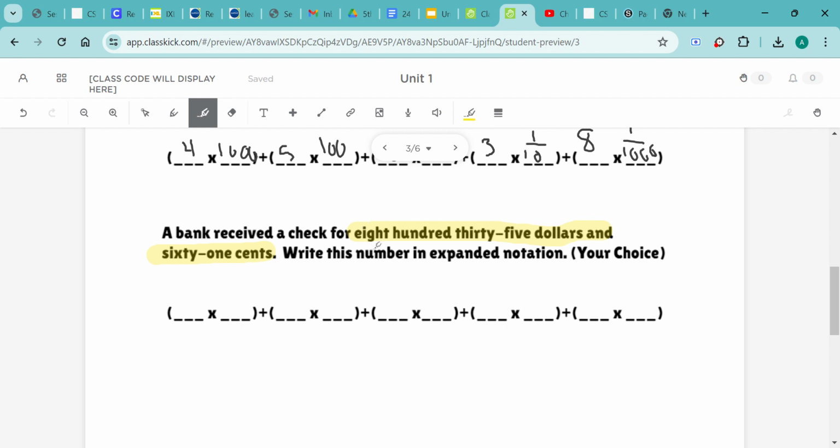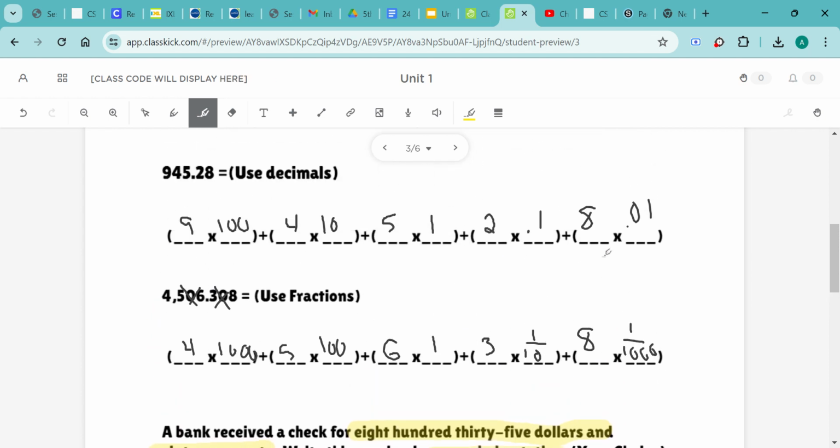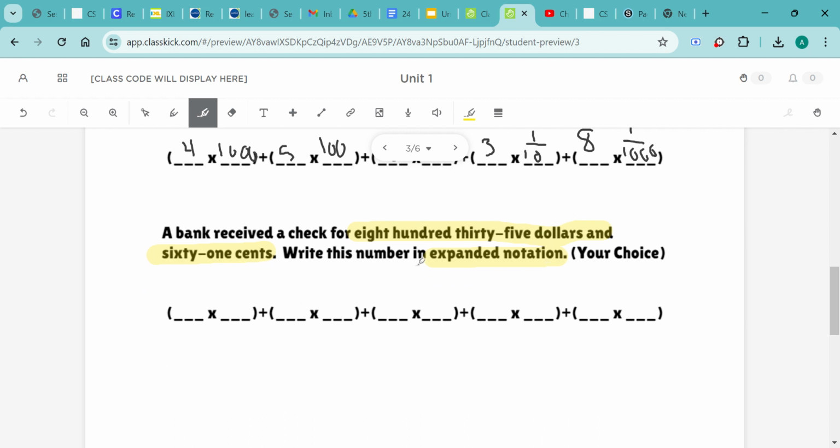What else do I see? I see that this question wants me to write this in expanded notation. Our choice. What it means by your choice is you can write in fraction or decimals. I'm going to do decimals. Okay. So how should we do this? Well, the first thing I would recommend is to write your number from word form, because we have it in word form. Write it in standard form. So write it as a number, $835.61. We practiced this some yesterday.